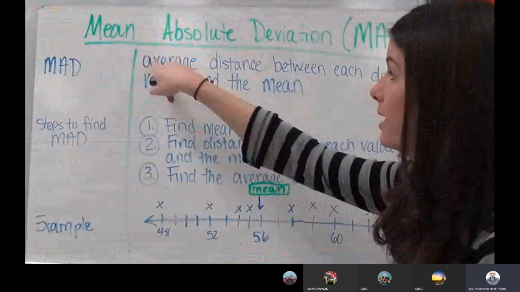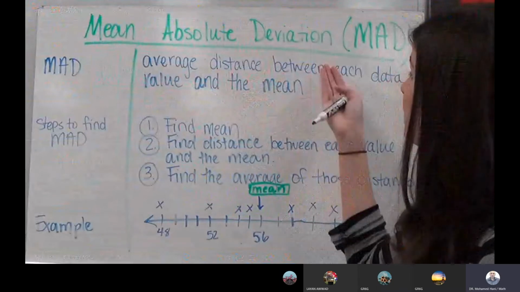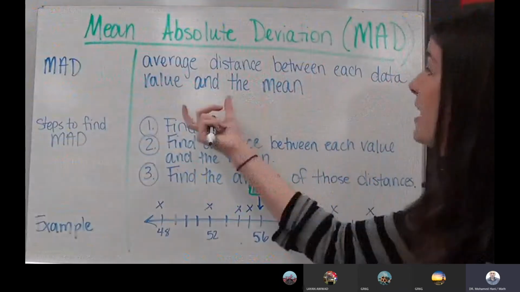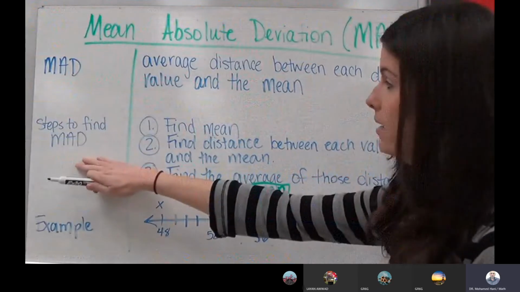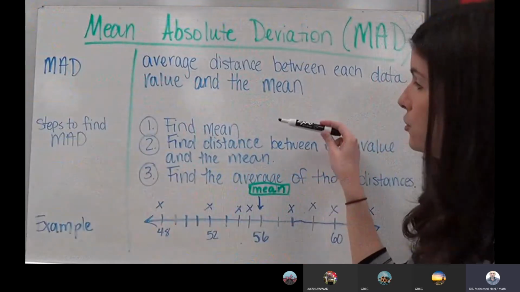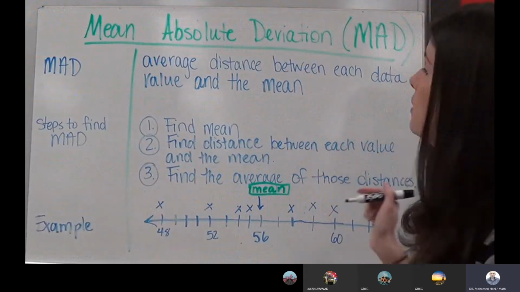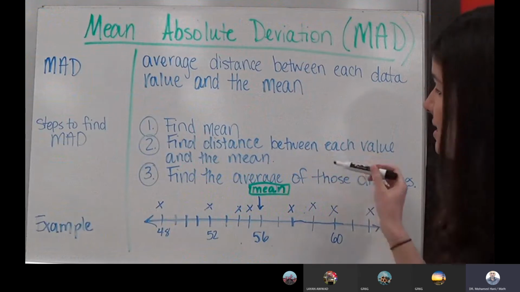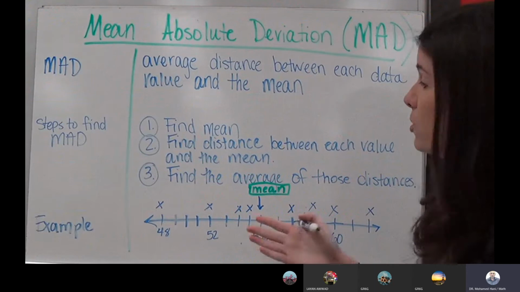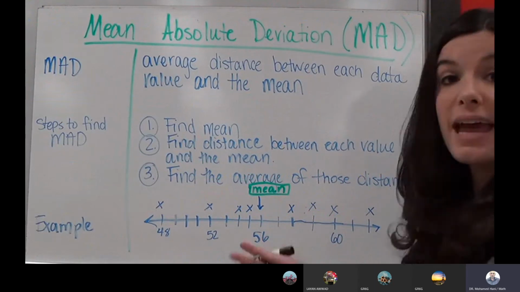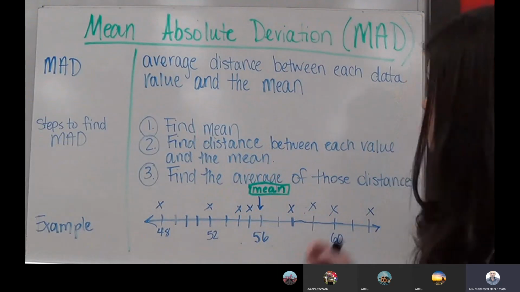The average, which is the mean. Distance is the absolute value. It cannot be negative. And then deviation comes from finding the difference between each data value and the mean. Next, put the steps to find MAD, which there are 3 steps. First, you're going to find the mean. You add up all your values and divide by how many values there are, and that's your mean. And then you find the distance between each value and the mean. Once you have all of your distances, you're going to find the average. So you'll add up all those distances and divide by how many there are.